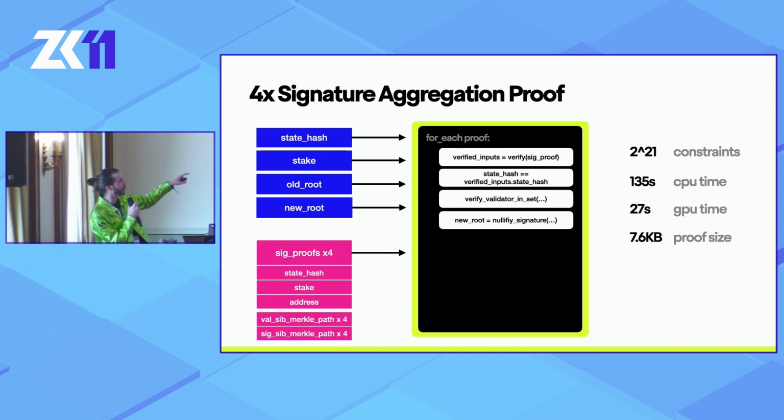I don't think I added this, but you would want to. Oh, I think I added it later. You would constrain the new root to be the new root that we're constraining.